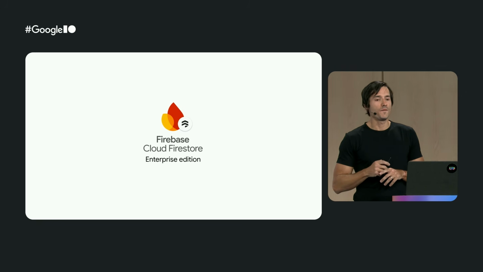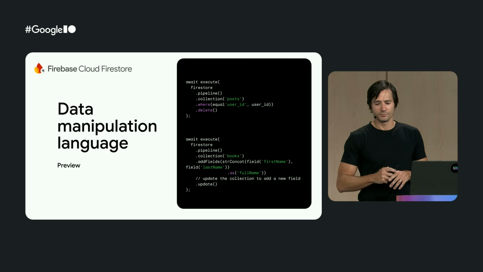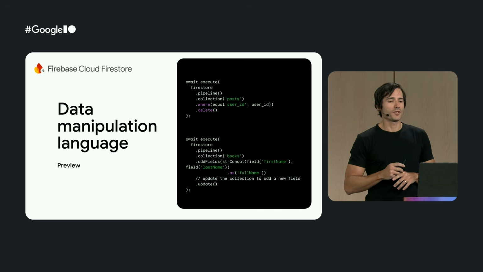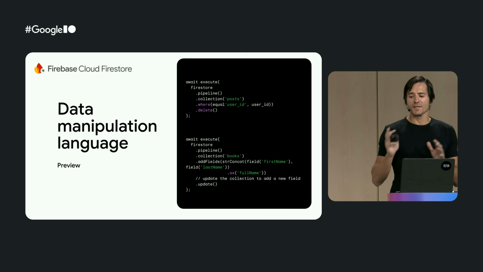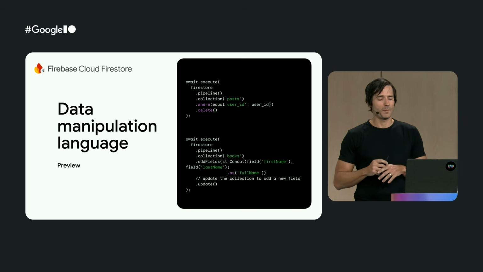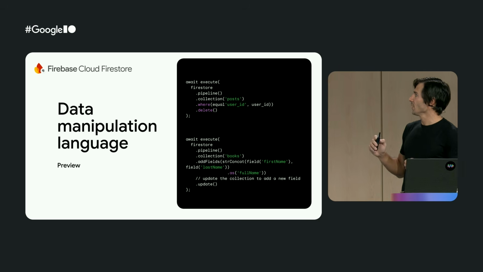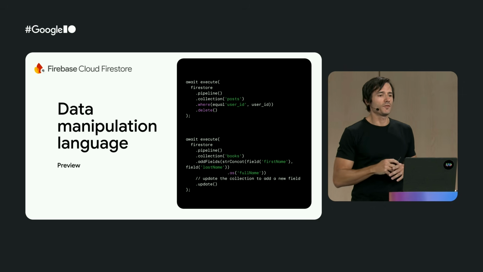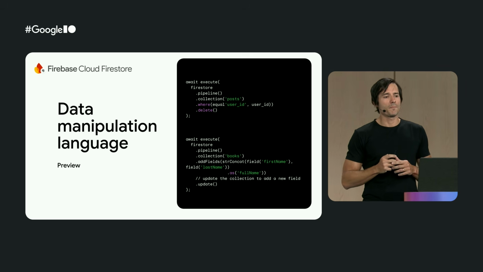And today, there are a few more things I want to share with you. The first one is data manipulation language, or DML. DML condenses the number of steps you need to write changes to your pipeline. For example, if a user leaves your application, you can delete all the user-generated content with just one pipeline query.